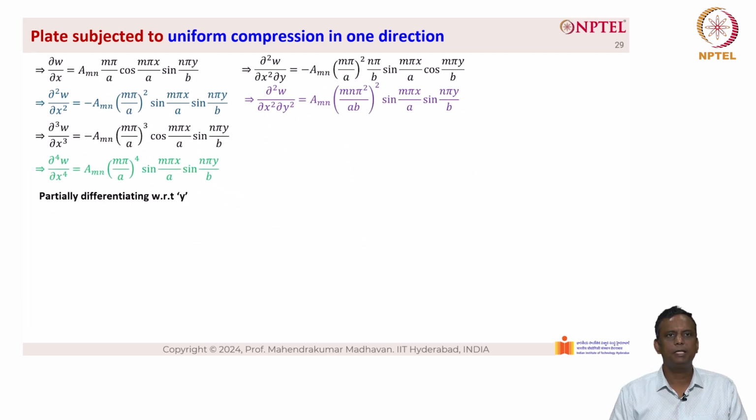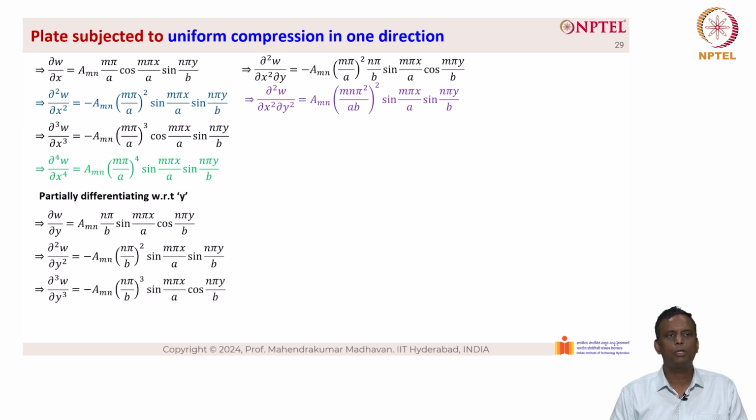Now partially differentiating with respect to y, we have ∂W/∂y equal to A_mn into (nπ/b) into sin(mπx/a) into cos(nπy/b). ∂²W/∂y² equal to minus A_mn into (nπ/b) the whole square into sin(mπx/a) into sin(nπy/b). ∂³W/∂y³ equal to minus A_mn into (nπ/b) the whole cube into sin(mπx/a) into cos(nπy/b). So the fourth order differentiation, which is ∂⁴W/∂y⁴, is equal to A_mn into (nπ/b) the whole power 4 into sin(mπx/a) into sin(nπy/b).